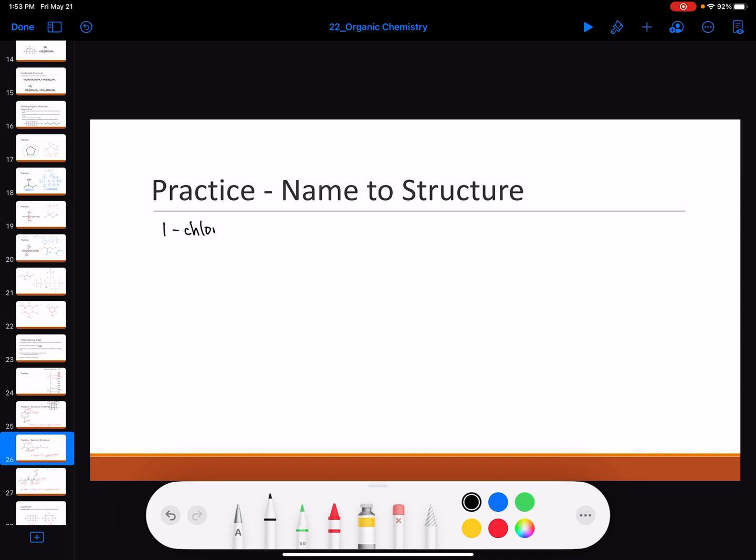1-chloro, 4-bromo, octane. Okay, so if I'm going from name to structure, I always like to go in reverse. I would say, okay, octane tells me it's 8 carbons. 1, 2, 3, 4, 5, 6, 7, 8. I'm going to number these from left to right. I could have gone right to left. It doesn't matter, right? So that's 8 carbons.